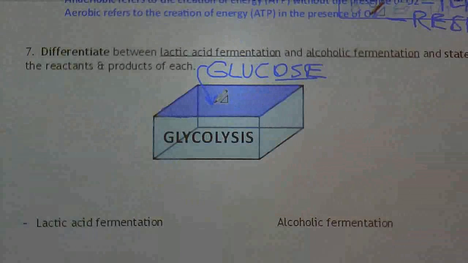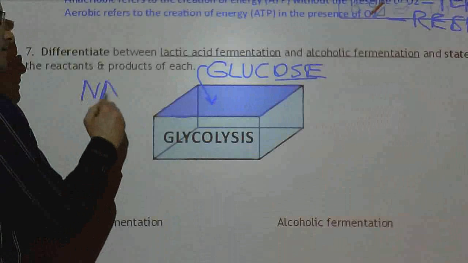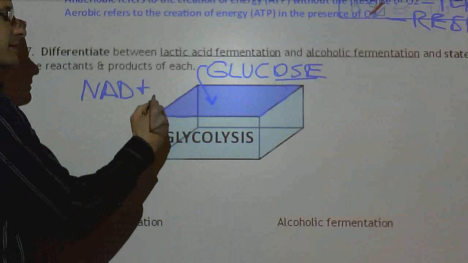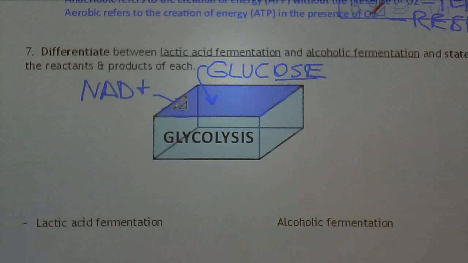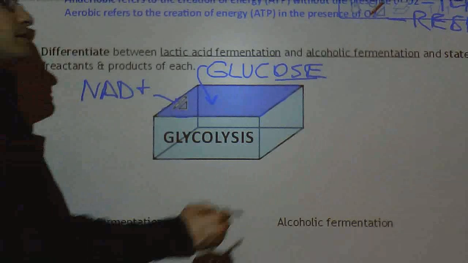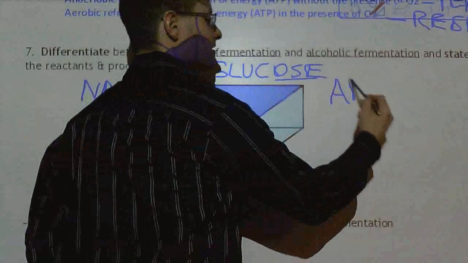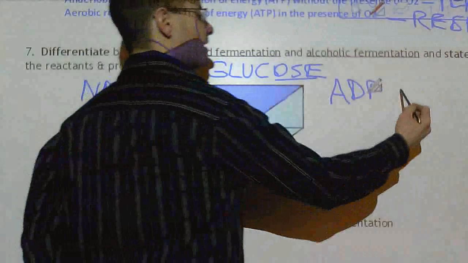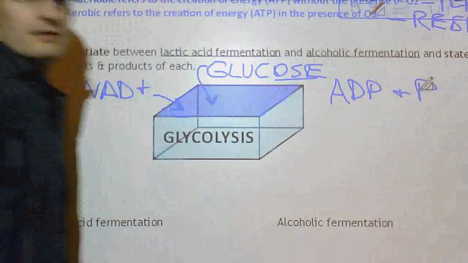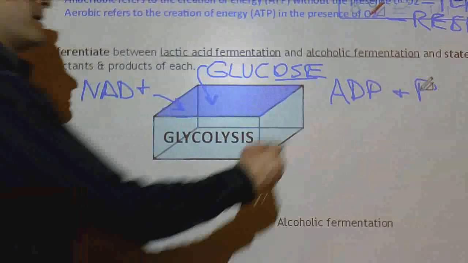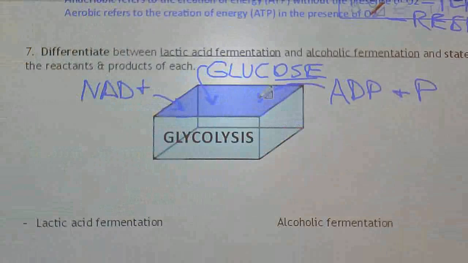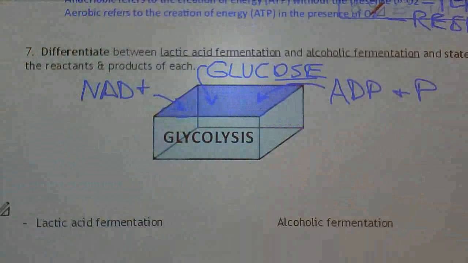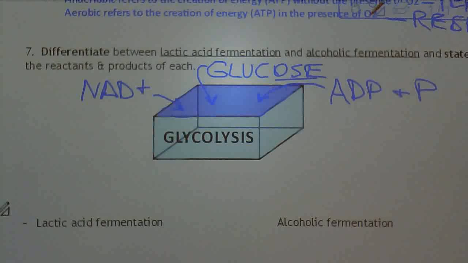But that's not all that's going in. As I briefly mentioned earlier, we also have NAD+ going into glycolysis. And then, of course, the energy parts that we have to talk about, because that's what this unit is all about: ADP and a phosphate group are going to get added. And glycolysis is going to turn around and spit some things out, in this case, for fermentation.